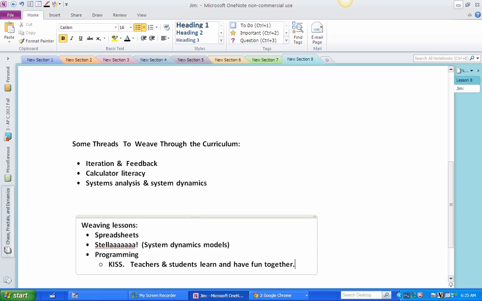Well, why programming? Several reasons. One, primary, is it's really great for systems analysis. It's really great for teaching and applying iteration and feedback. It's fun. It produces results that give students incentive to want to learn more.